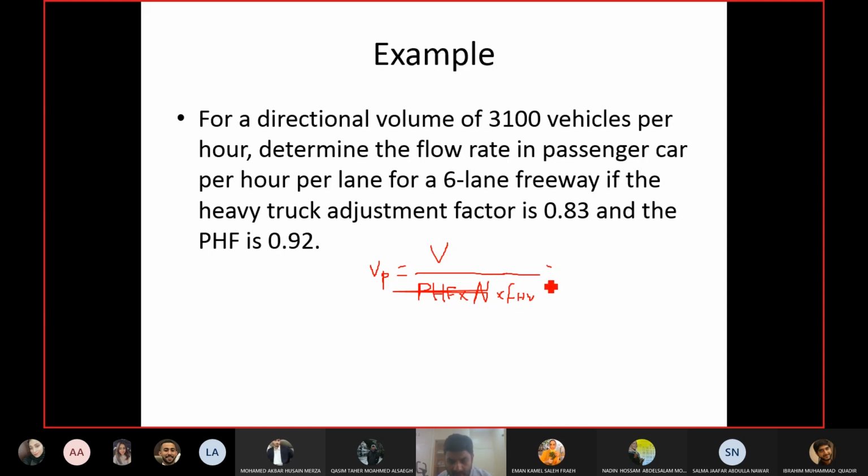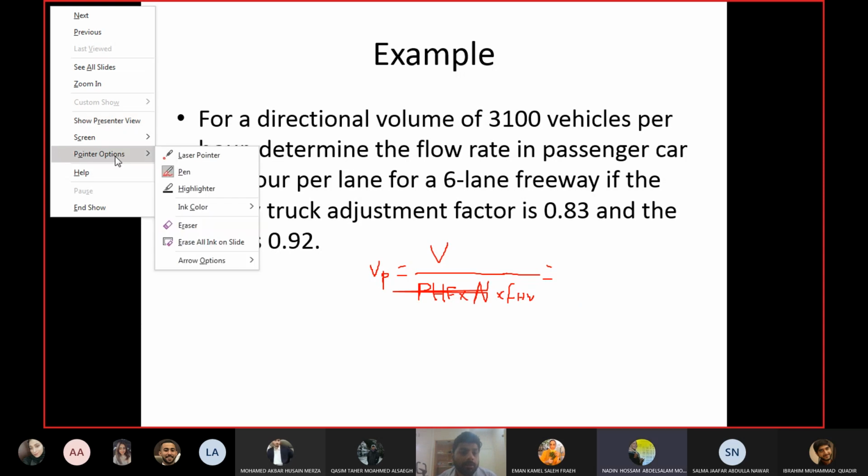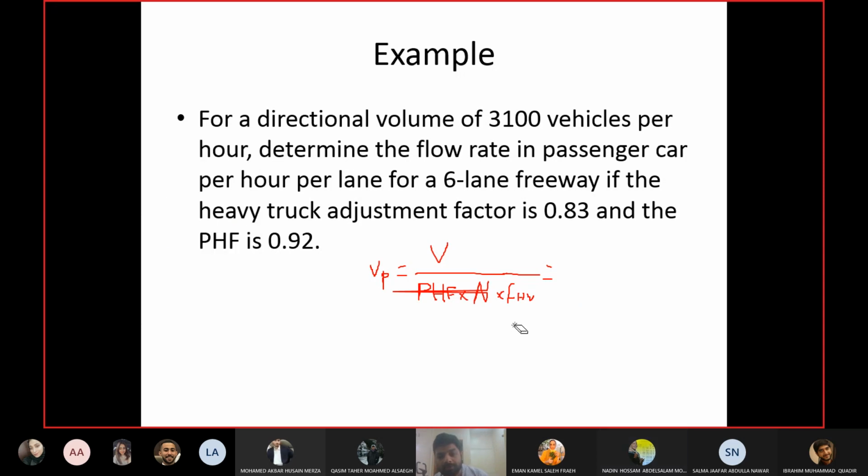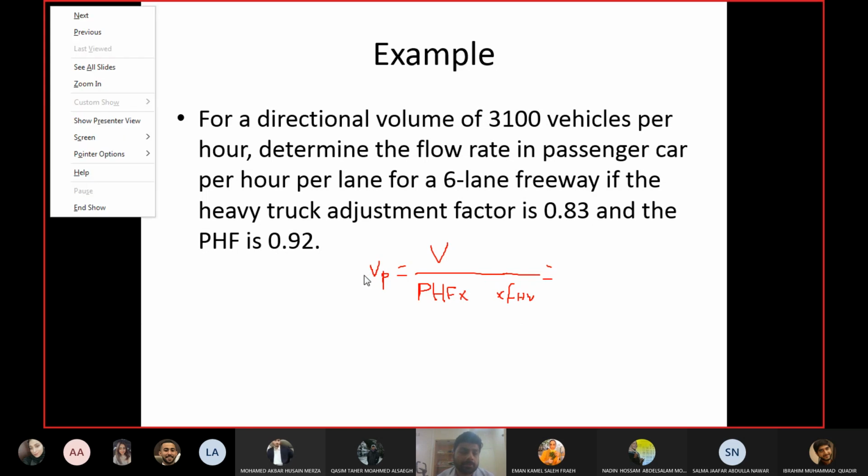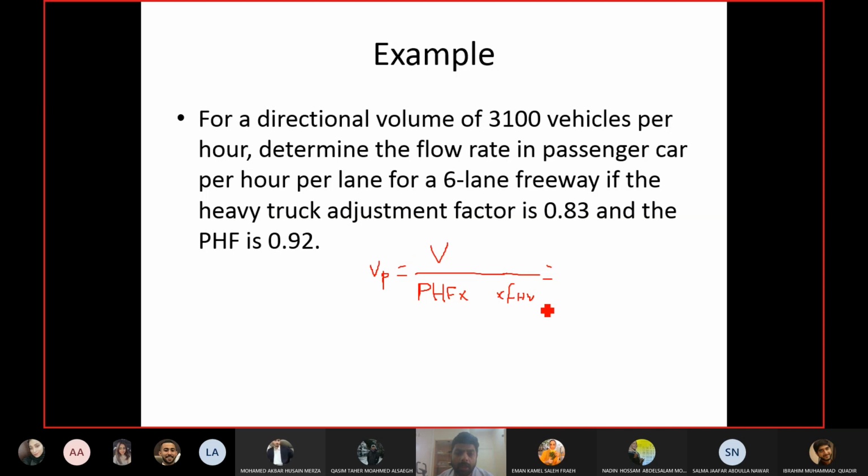You can give me the value of Vp directly, but before that, how many lanes should we take? 3 lanes, yes, because we are doing it for one direction. How much is Vp here? 1353.